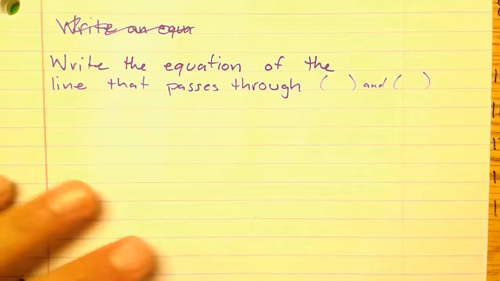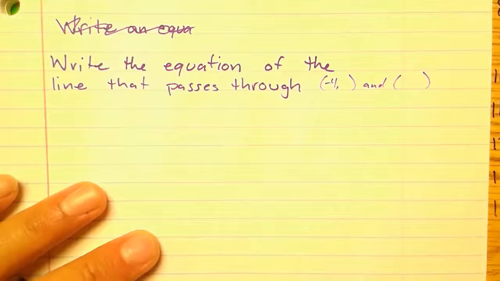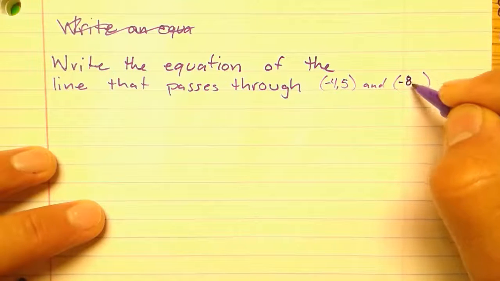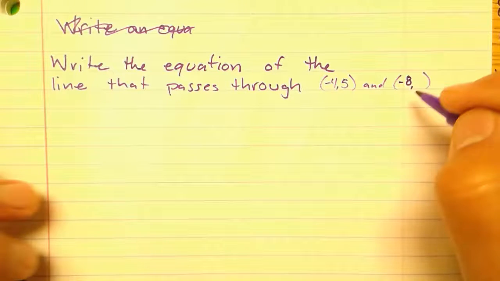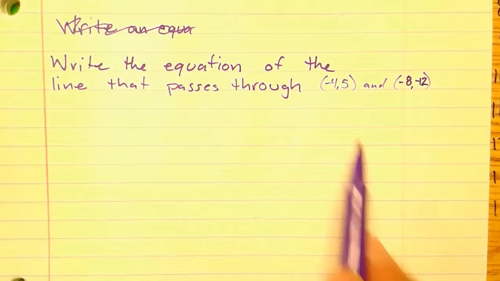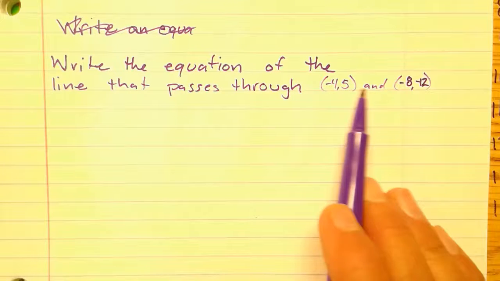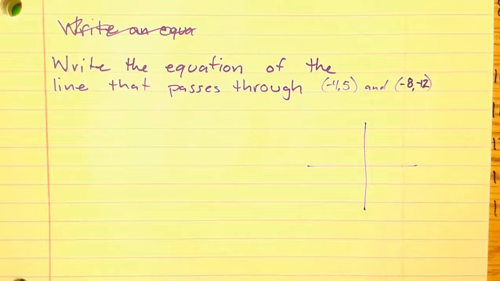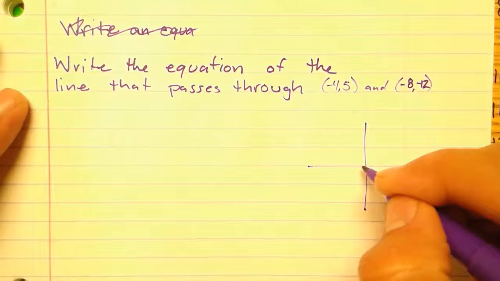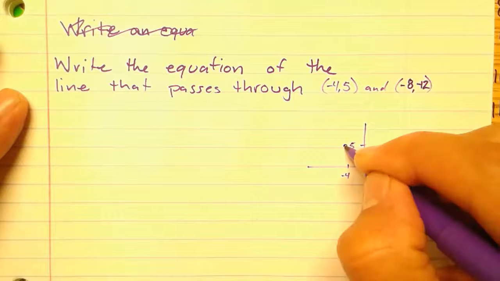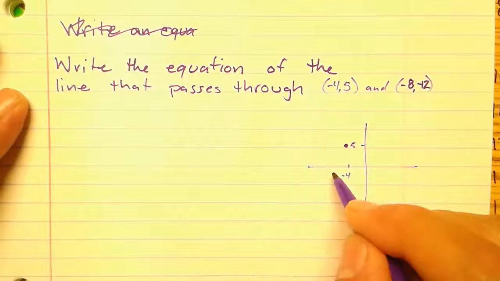-4, comma, 5. And my second point will be -8, comma, -12. All right, so now this is a fun one because they provided me with some negative numbers, so that's pretty cool. One of the things that I kind of like to visualize is where these points land on the coordinate plane. -4, 5 is somewhere like this, -4 up 5. So it's right about here. And -8, -12 is somewhere down here.